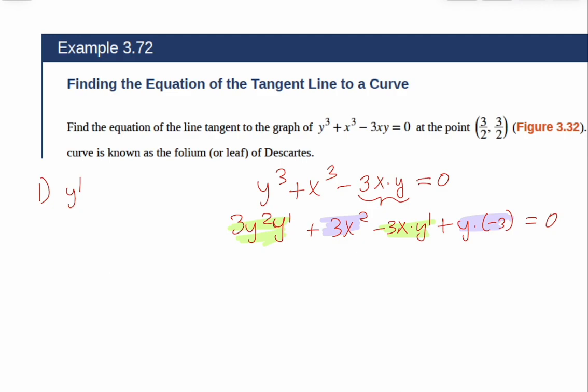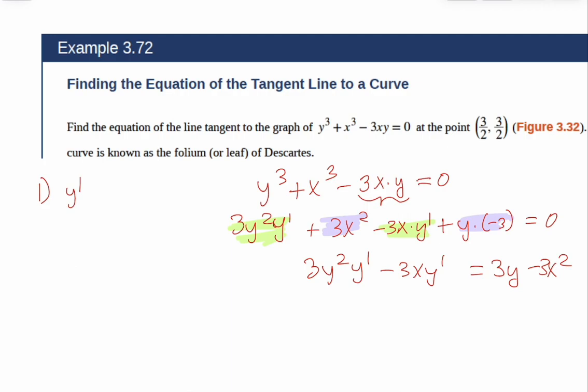So the ones that I've highlighted in that yellowish greenish color, we're going to keep on one side. Anything that does not contain a y prime, I've highlighted in that purple color. I'm going to move to the other side by subtraction and change its sign. So the last piece is a negative 3y. It's going to become a positive 3y. The 3x squared is going to become a negative 3x squared.